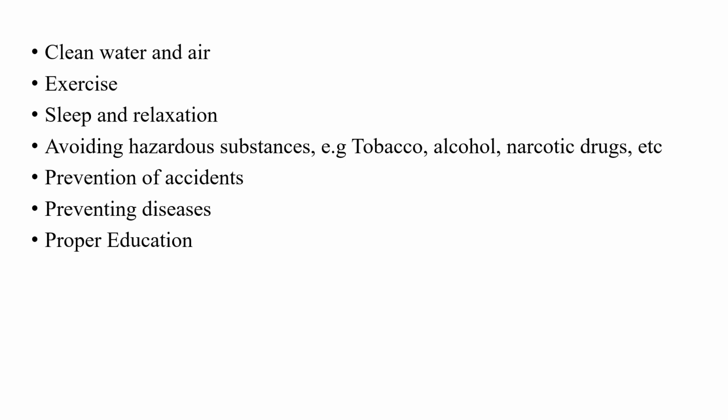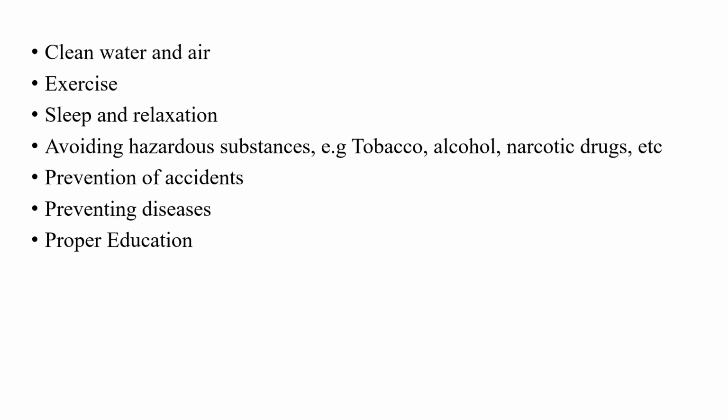Then, to maintain good health, it is important to avoid hazardous substances. Keep yourself away from hazardous substances. When we talk about hazardous substances, we're talking about things like tobacco, alcohol, narcotic drugs. All these things are dangerous to the health. Alcohol, in most cases, affects the cells of the brain. Tobacco affects the cells of the brain and the lungs. All these are very, very dangerous. So when you stay off all these substances, you are keeping yourself alive.